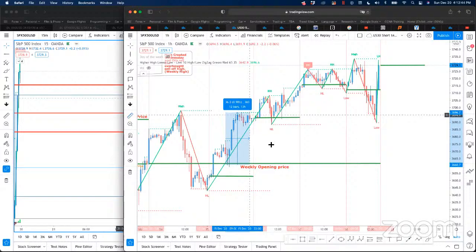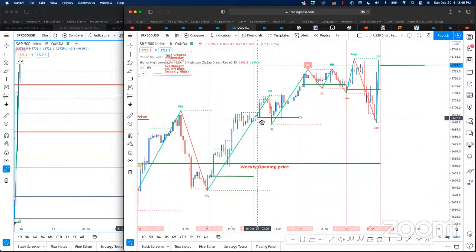And then over here, price immediately pushed up off of the opening, came back down, rejected the opening price. We got entries right here and right here for this trade to continue to push up.